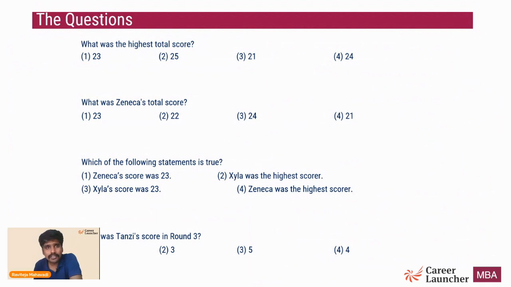These are the questions. Number 1, what was the total highest score? What is Z's total score? Which of the following statements is true? What was T's score in round 3? So all the 4 questions are fixed answer questions. So it gives us an idea that using the data points, we should be able to solve all the 4 questions. That means we should be able to fill all the numbers in the table.